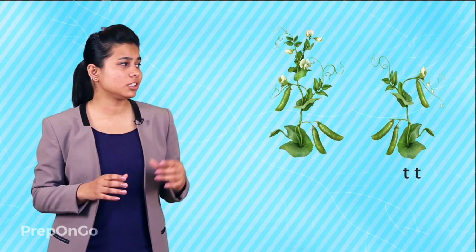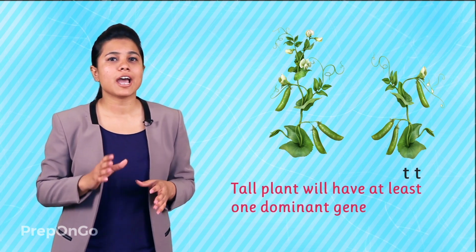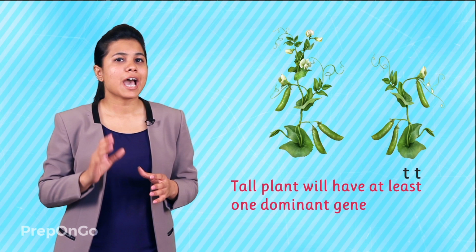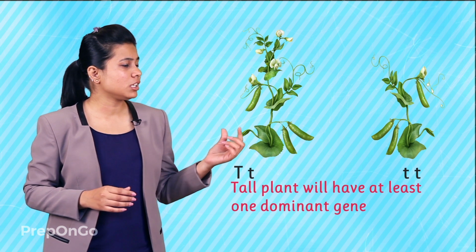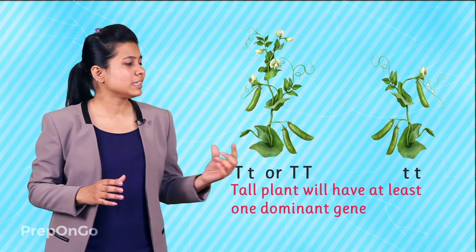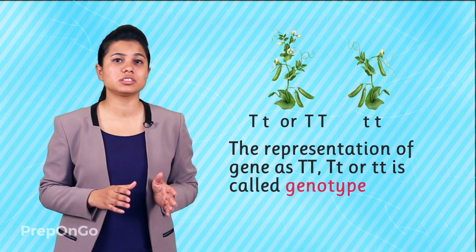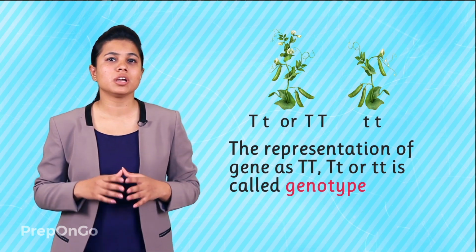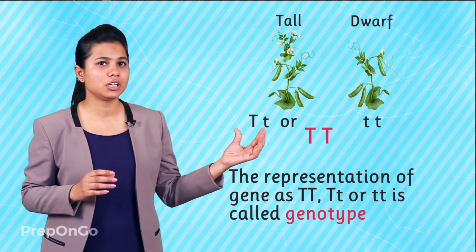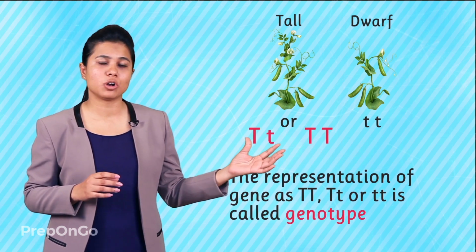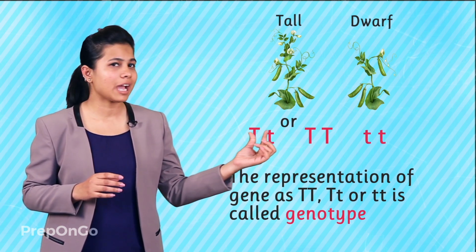Now if we look at this tall plant, we know that it has one dominant gene for sure, as tallness is a dominant trait and it is represented by capital T. So it will either have one capital T and a small t, or both capital T and capital T. This description of genes representing a characteristic or trait is called genotype. For these two plants, the genotype of the tall plant can be capital T, capital T, or a capital T and a small t. For the dwarf plant, we know that it will be two small t's, small t and small t.